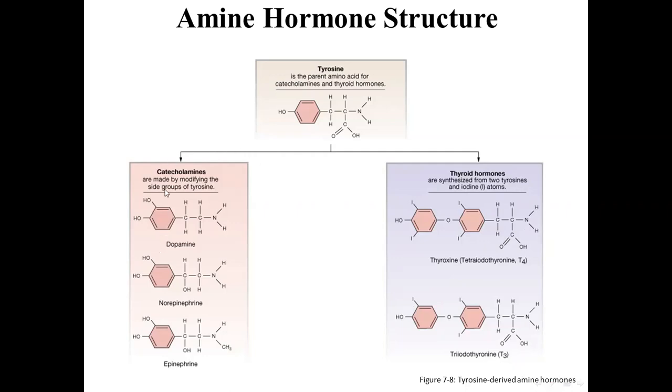Another type of hormones derived from tyrosine is called catecholamines. We have dopamine, epinephrine, and norepinephrine. So there are 3 types of catecholamines. If you notice here, we have 2 tyrosines, and here we have only 1 tyrosine, and they are called dopamine, norepinephrine, and epinephrine.